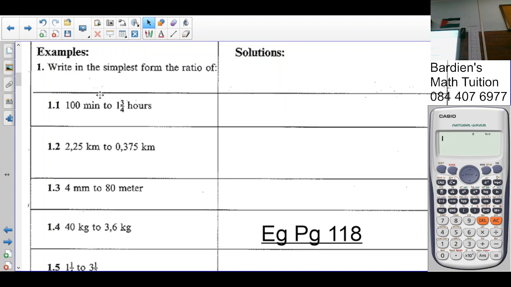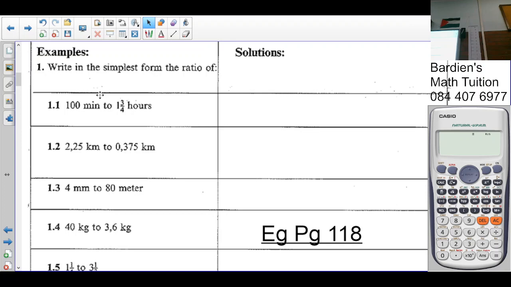We are asked to write the ratio in the simplest form. So what I want you guys to do is, I'm going to pause the video at this point. You're going to write down the table. I know the answers are in the book. Don't copy the answers from the book. We're going to work through this together now. You write this down quickly, and then we will complete the table together.